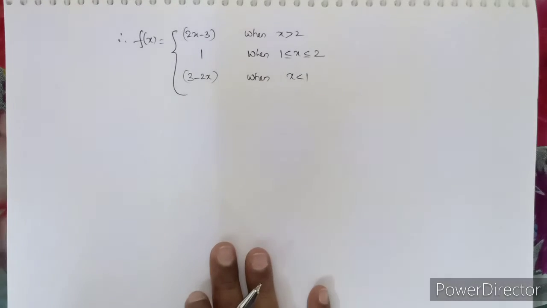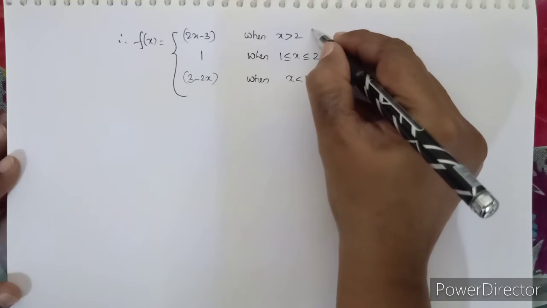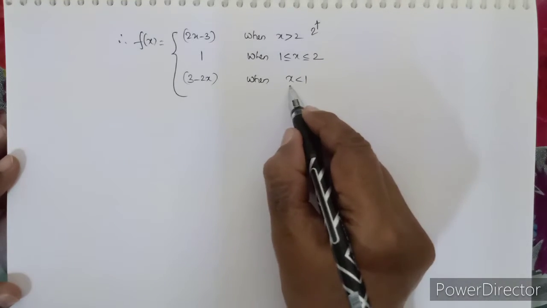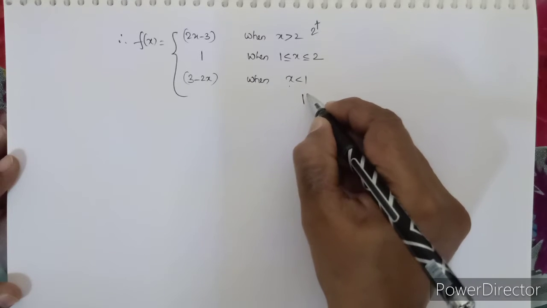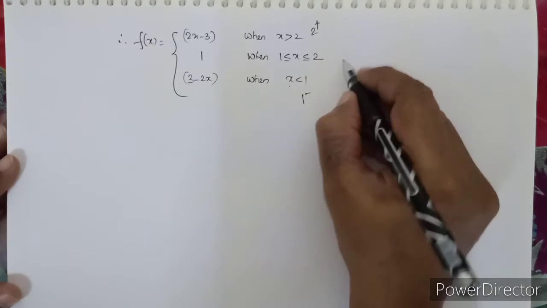So we got f of x like this. X is greater than 2 means x is in the positive neighborhood of 2. That means 2 plus. X is less than 1 means x is in the negative neighborhood of 1. That is 1 minus. Here we have 4 options.